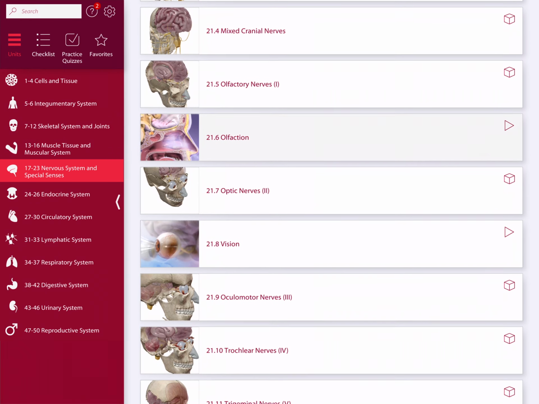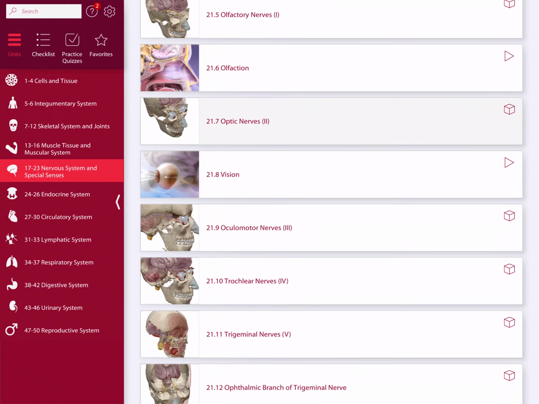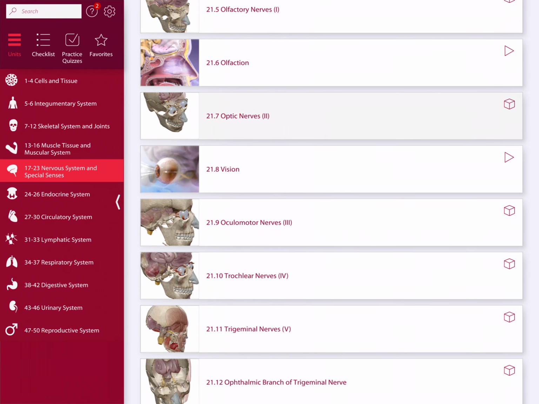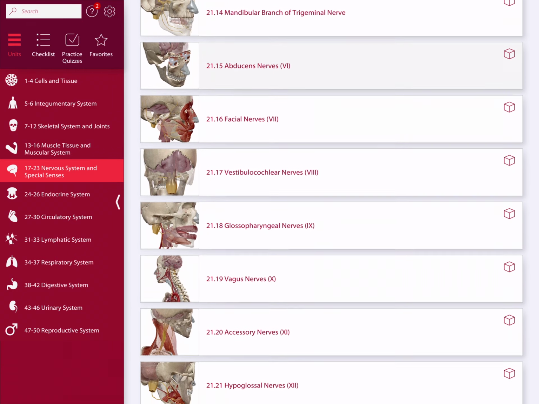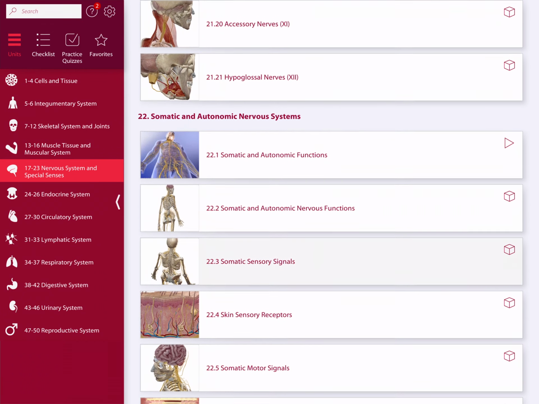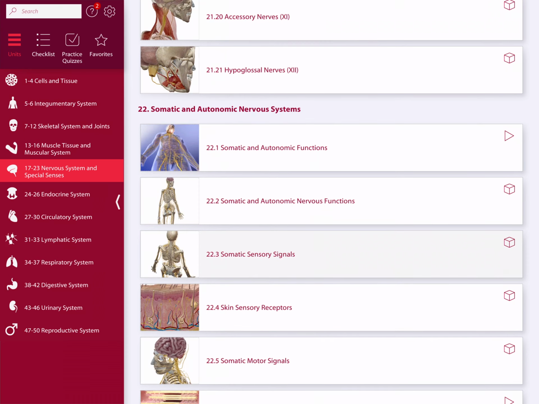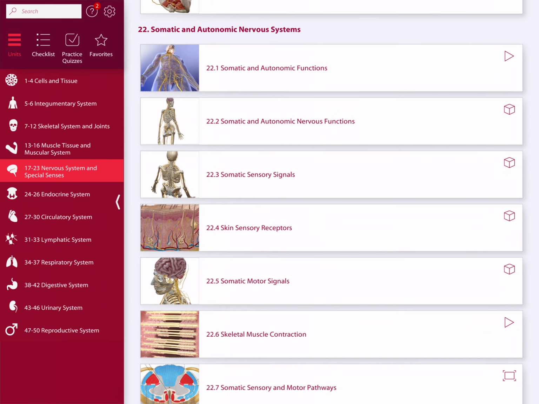Now we're going to go through all of those nerves and what those special senses do. And where we will cut this week's lesson off is going to be at the end of the cranial nerves here. Then we get into the somatic and autonomic nervous system. So take a look at that information.